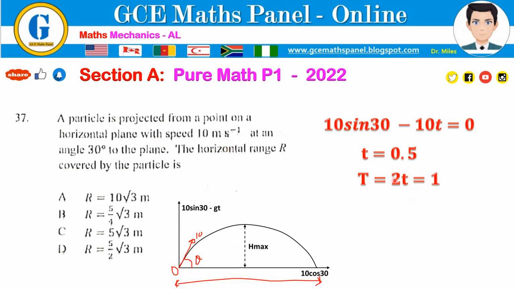From here now, we know that the time is 1 second. We can now find the range. The horizontal range is given by the time of flight times the horizontal component of the velocity.